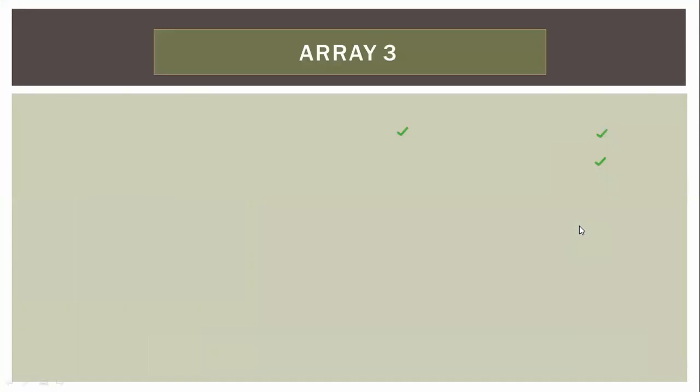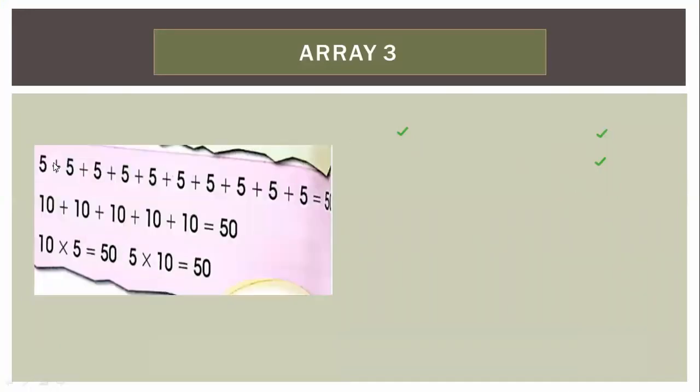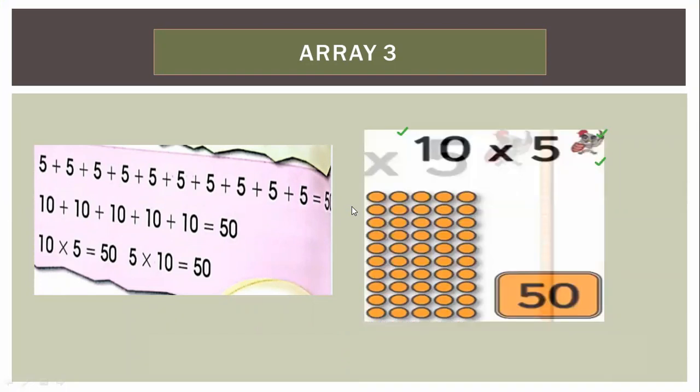Array number 3. 5 plus 5, 10 times, or you can add 10 five times. Your answer is going to be 50. This means you are going to draw 50 circles. 10 multiplied by 5 or 5 multiplied by 10 equals 50. So here it is, 10 multiplied by 5. I have kept 5 columns and 10 rows.